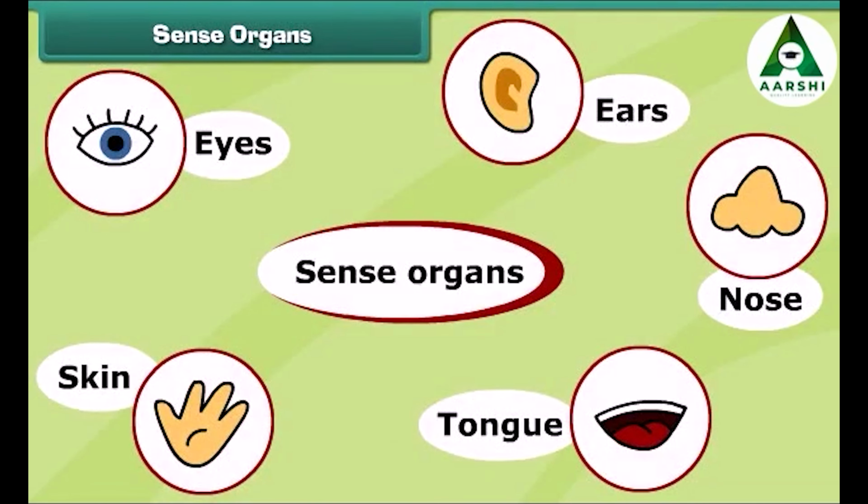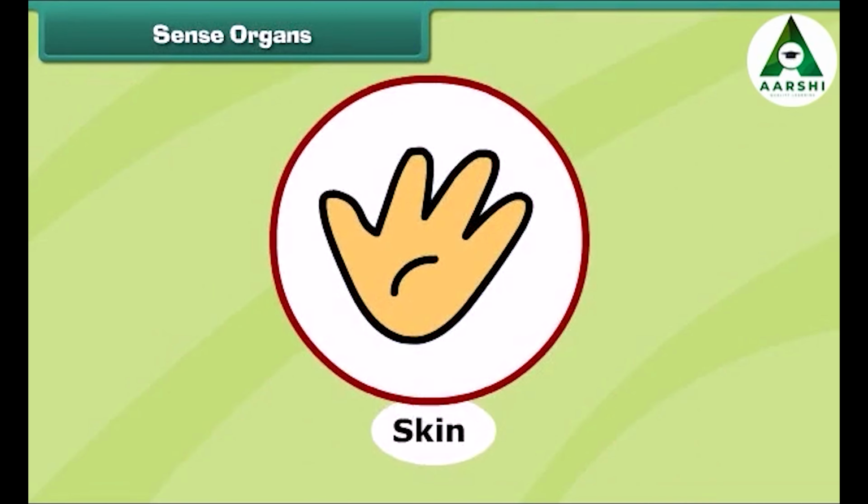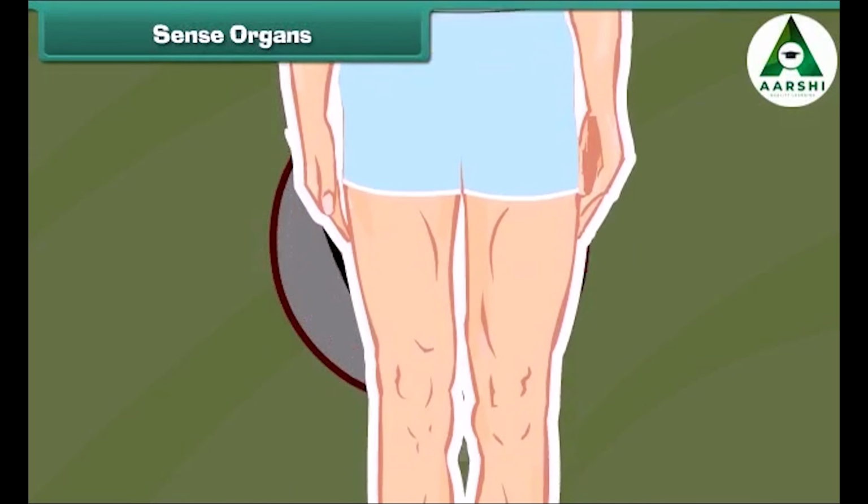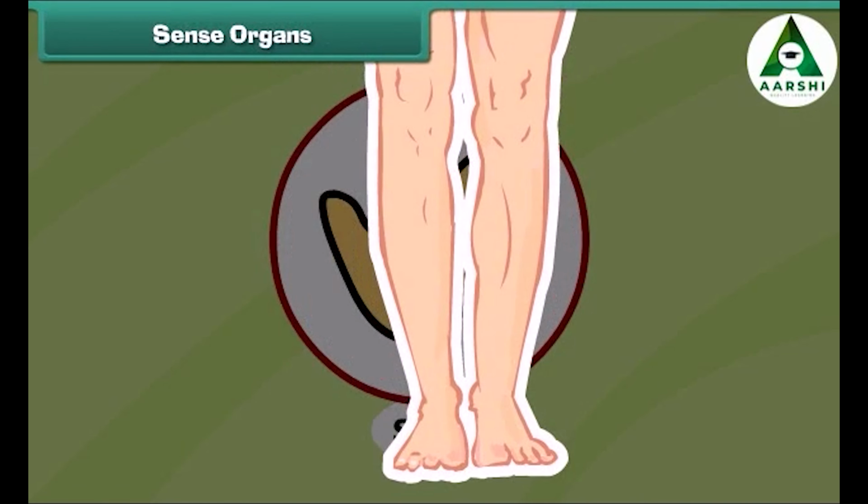Friends, the last sense organ is our skin. Do you know the fact that without the skin we cannot feel anything? Actually, skin holds all body organs in our body, so it is a protective layer. Hair, which is present on the surface of the skin, also protects our skin and organs.